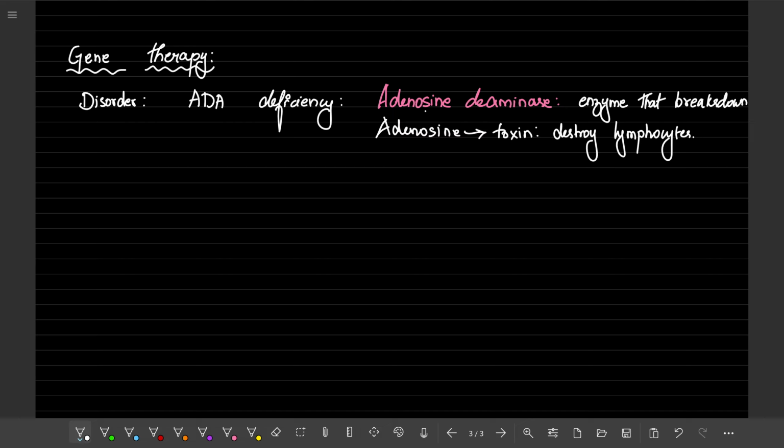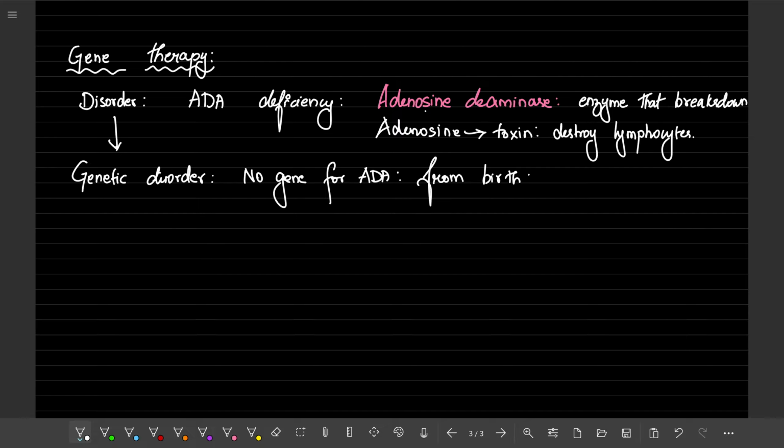Now, why is it not there? Why is there a deficiency? It's a genetic disorder. Means what? The gene for producing that enzyme is missing. Okay. So in that case, it destroys the lymphocytes. It's a genetic disorder, which means the gene is not there right from birth. So it's a disorder that occurs right from birth. Please write: it is a genetic disorder where there is going to be no gene for ADA. Which means right from birth, what is not present in the child?